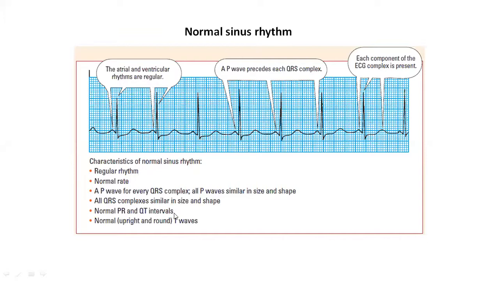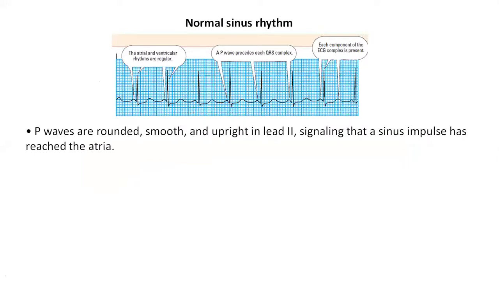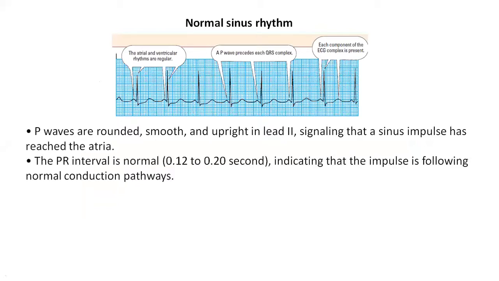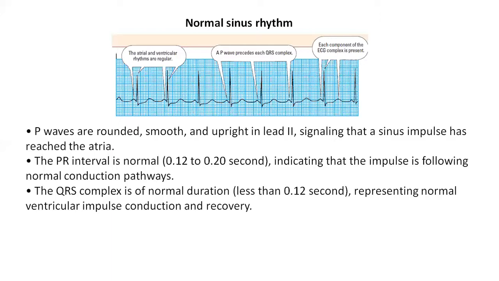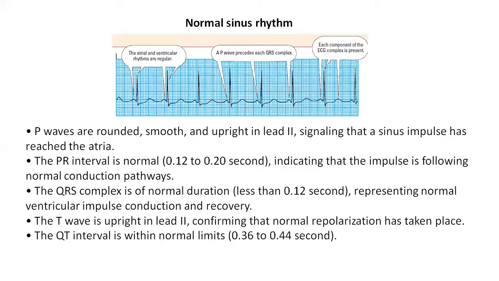The normal PR and QT intervals will be there. All QRS complexes are similar in size and shape. P waves are rounded, smooth and upright in lead 2, signaling that a sinus impulse has reached the atria. The PR interval is usually normal, that is 0.12 to 0.2 seconds. The QRS complex is of normal duration, that is less than 0.12 seconds. The T wave is upright in lead 2, confirming that normal repolarization has taken place. The QT interval is within normal limits, that is 0.36 to 0.44 seconds. No ectopic or aberrant beats are seen.